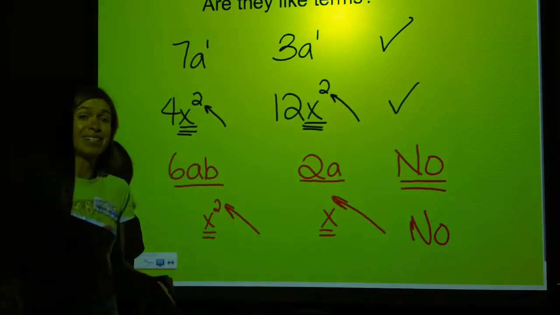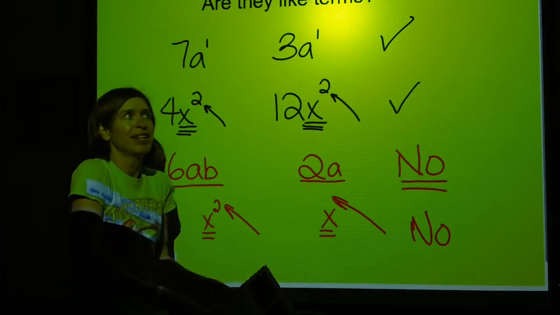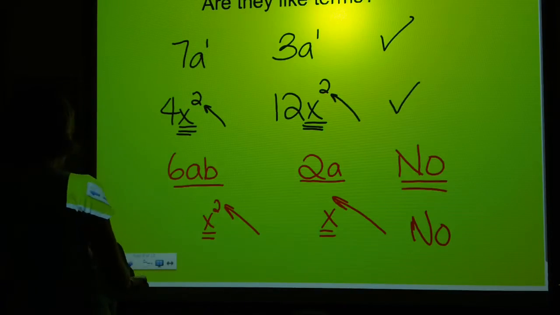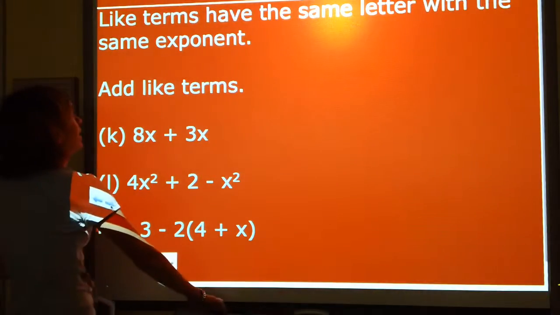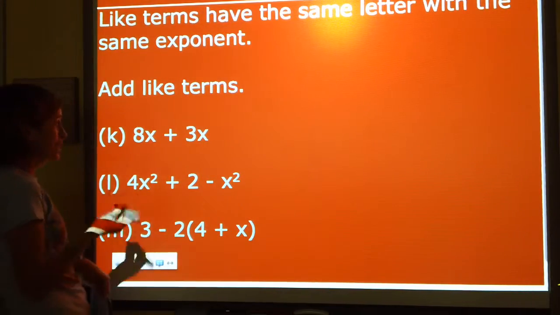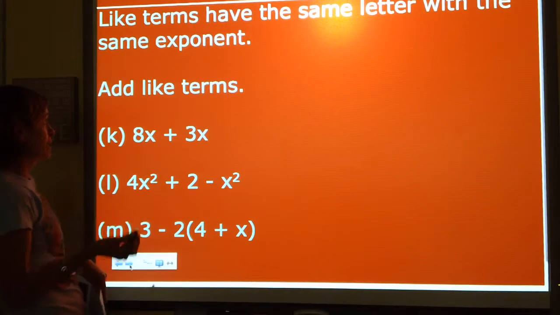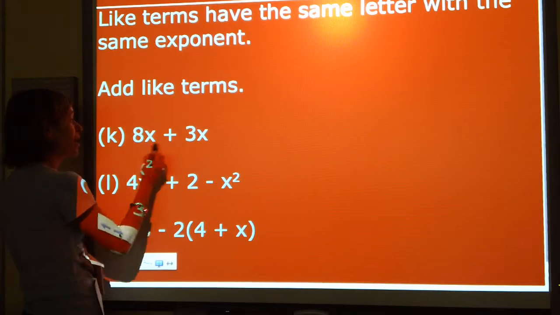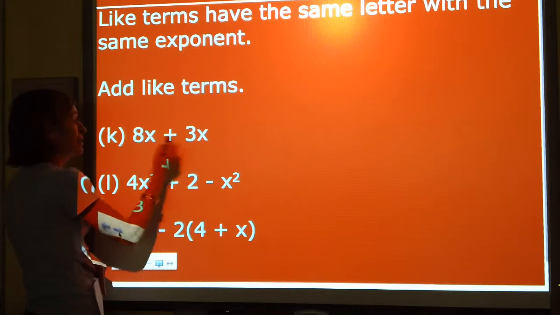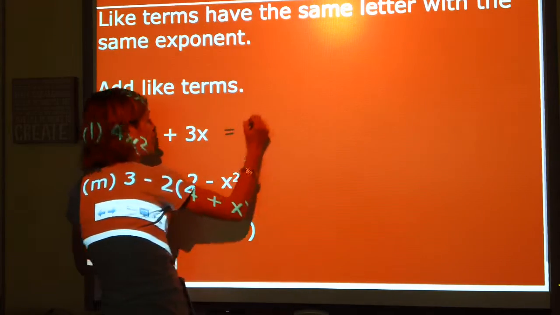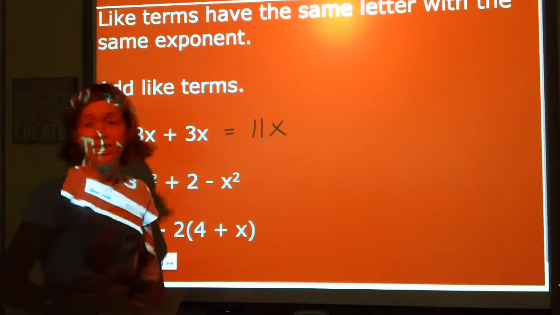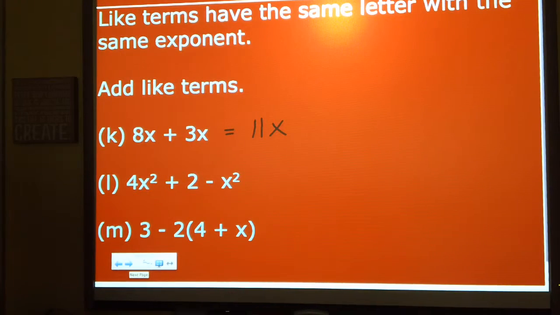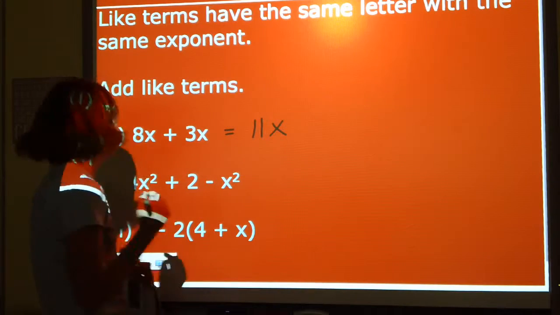The great thing about like terms, though, is when you have them, you're allowed to add them together. So let's look at an example. Combining like terms: if they have the same variable raised to the same exponent, then you can add them. Looking at 8x plus 3x, 8 and 3 is 11. I add them together without changing the exponent, okay? I am not changing the exponent when I combine like terms.